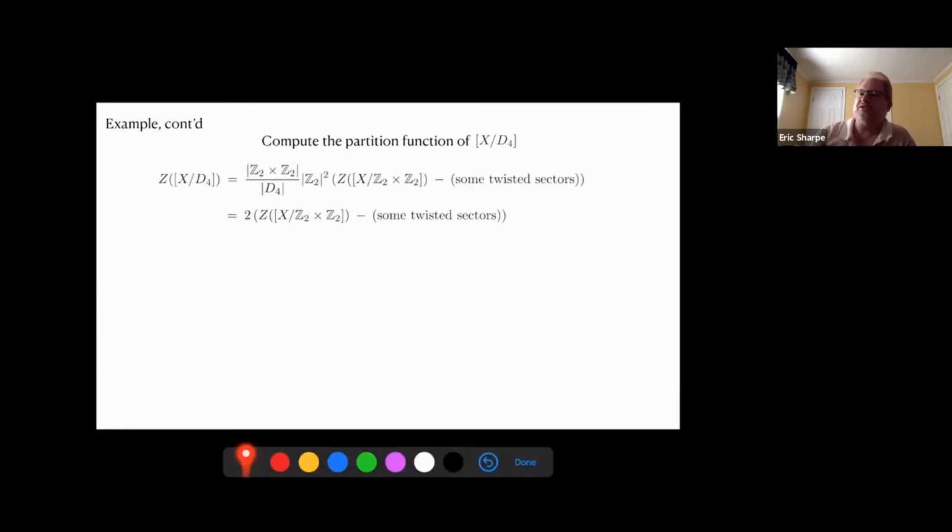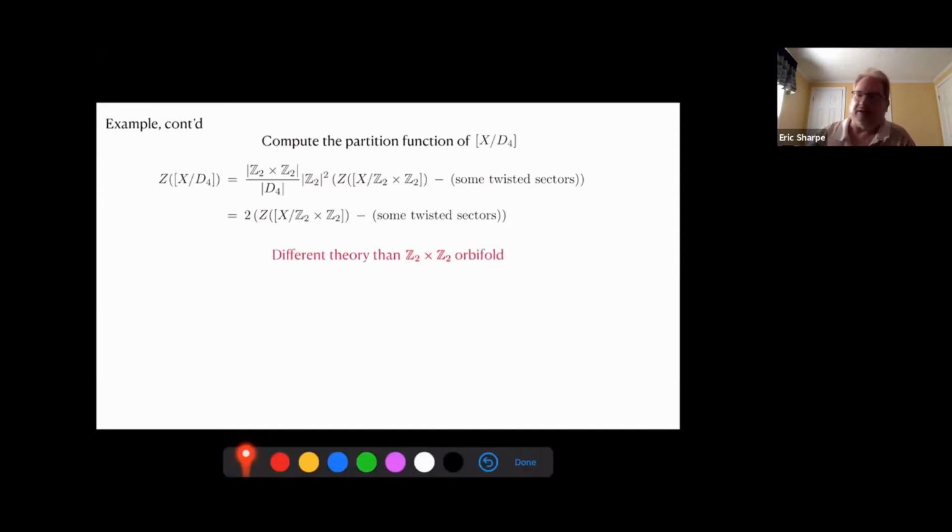Now, computing the partition function, we have that the partition function of the D4 orbifold looks a lot like the partition function of that Z2 cross Z2 orbifold, except we've subtracted out some sectors. And if we're going to be careful, we also need to worry a little bit about multiplicative factors. They turn out to just generate a factor of 2.